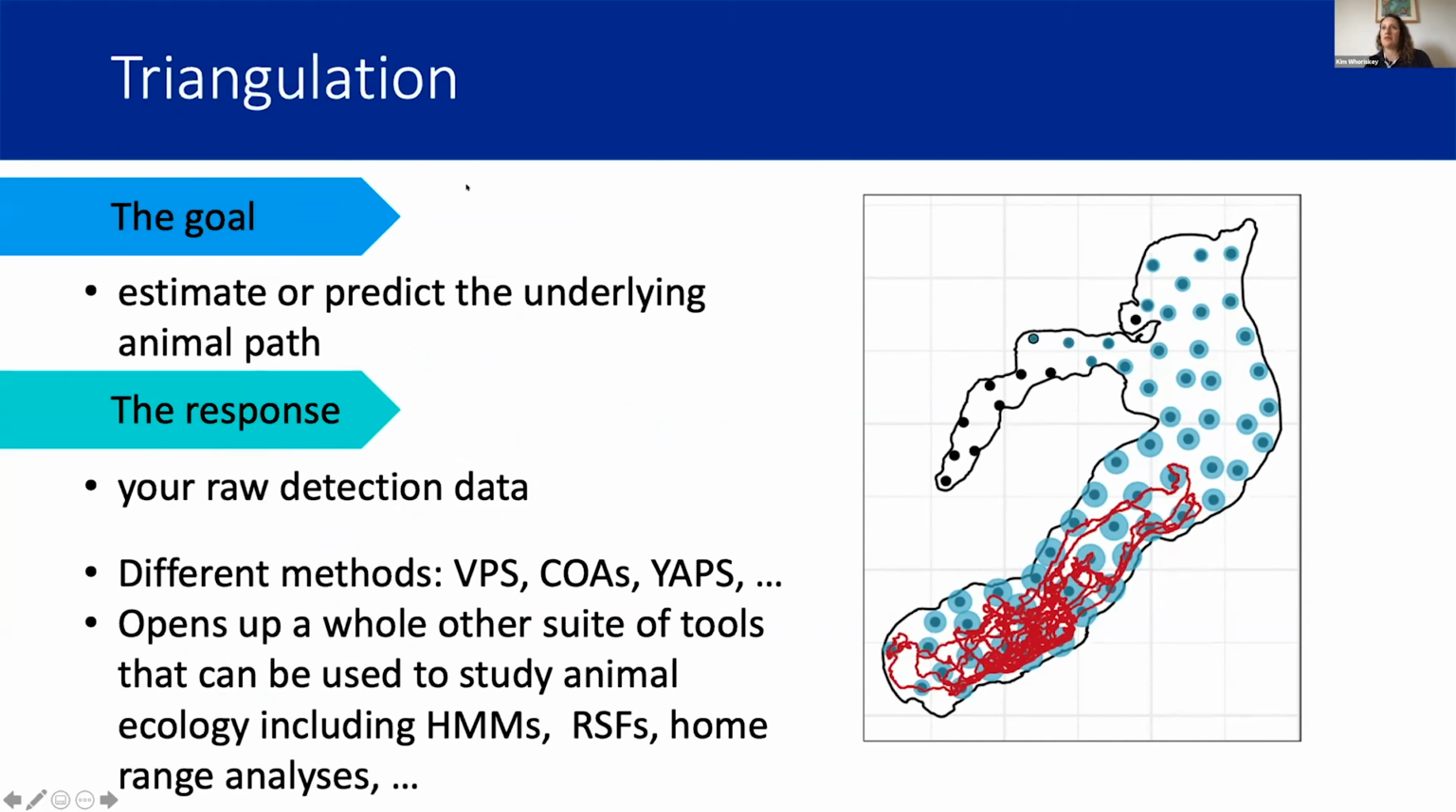The important thing about triangulation is that it opens up a whole other suite of tools that can be used to study animal ecology. That might include things like hidden Markov models, resource selection functions, and home range analyses. It really opens a lot of different tools. So if you can get these more fine scale data paths, then you can do a lot of other different things, which constitute an entirely different lecture.